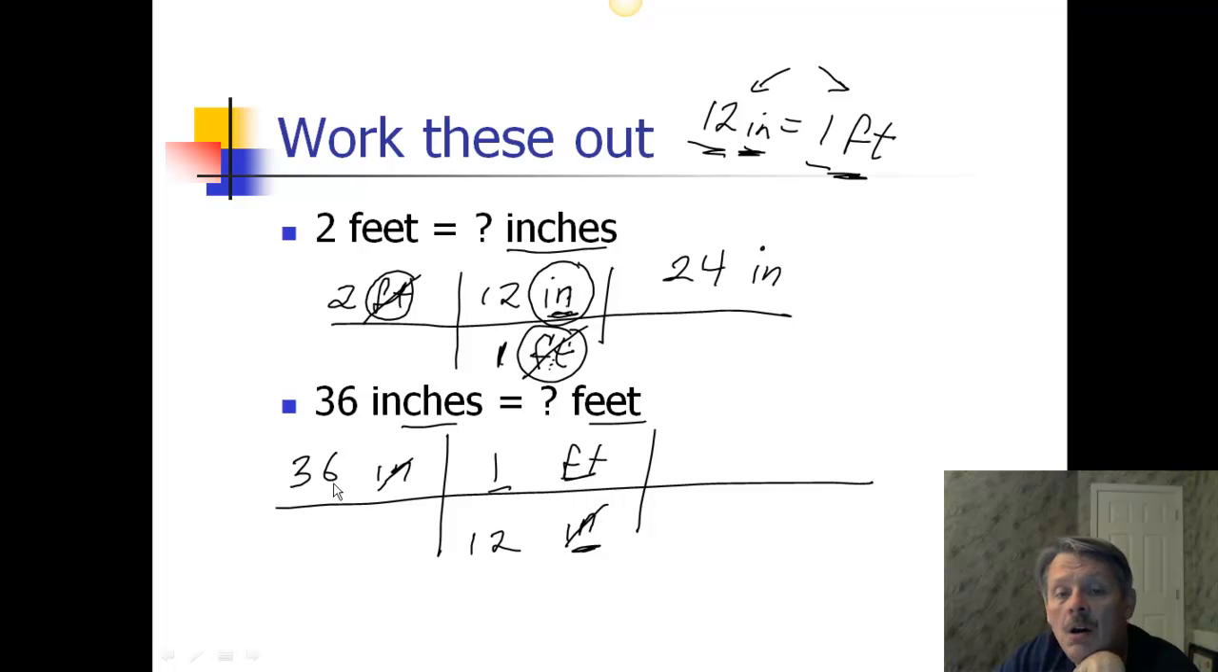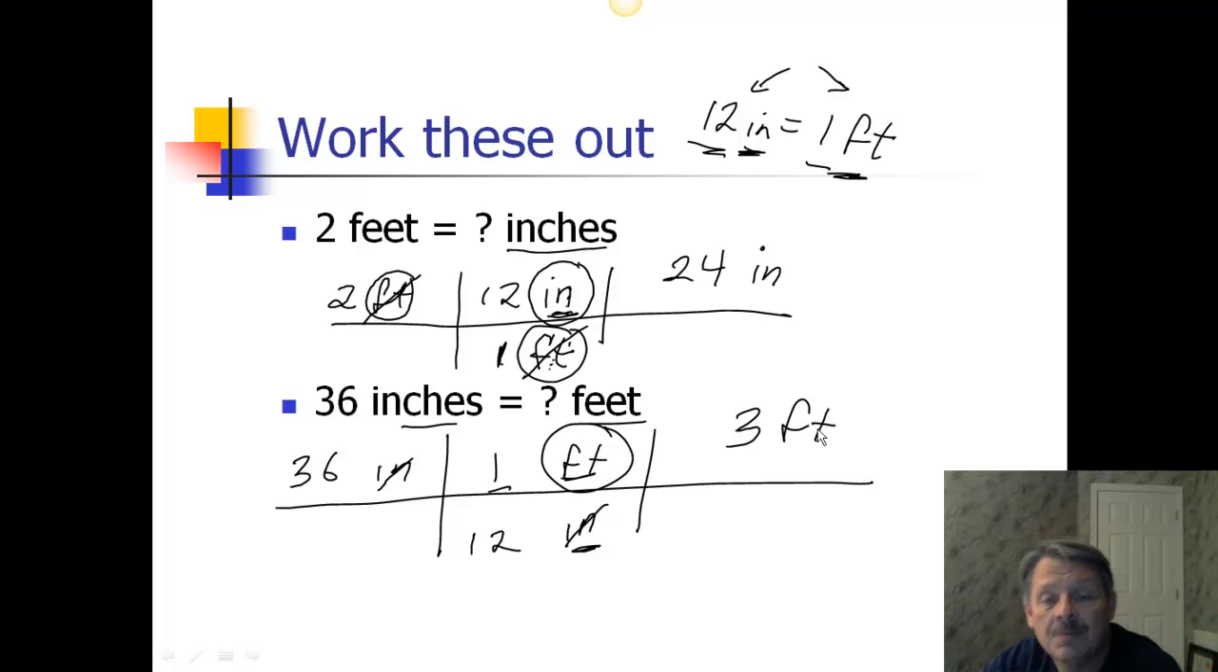So now I do the math and I multiply 36 by 1 and I get 36. I divide by 12 and I get 3, and the only units that I have left are feet, so that makes sense to be my answer. So we're going to do a couple of these, and I'm going to let you do a couple.